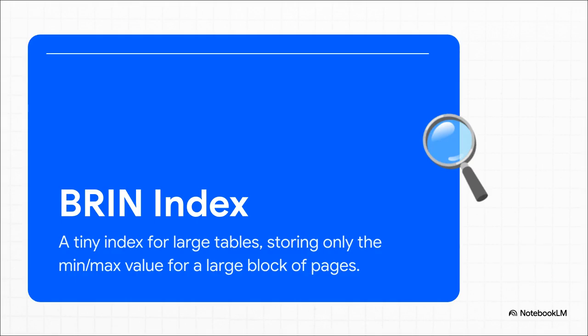Finally, for those truly gigantic tables, I'm talking billions of rows, like log data, we have a special tool, the BRIN index. A standard B-tree index on a table this big would be enormous itself. A BRIN index, however, is super tiny. It works by storing just the minimum and maximum values for huge chunks of the table, which makes it absolutely perfect for time series data where you're often querying for a specific range of dates.